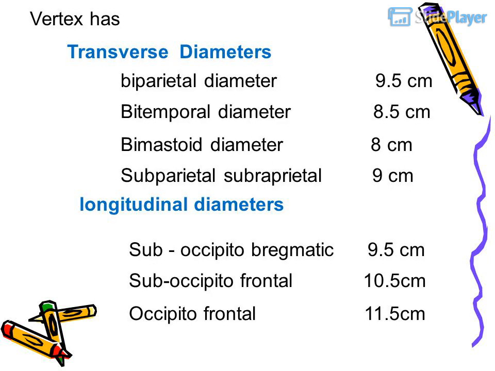The vertex has transverse diameters: biparietal diameter 9.5 cm, bitemporal diameter 8.5 cm, bimastoid diameter 8 cm, subparietal supraparietal 9 cm. Longitudinal diameters: occipitobregmatic 9.5 cm, suboccipitofrontal 10.5 cm, occipitofrontal 11.5 cm.